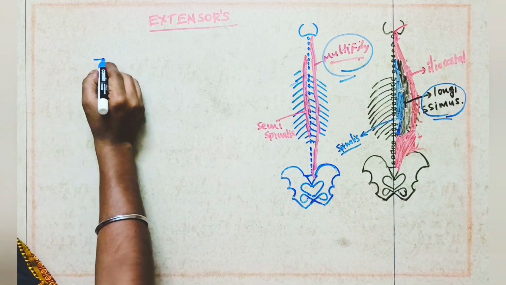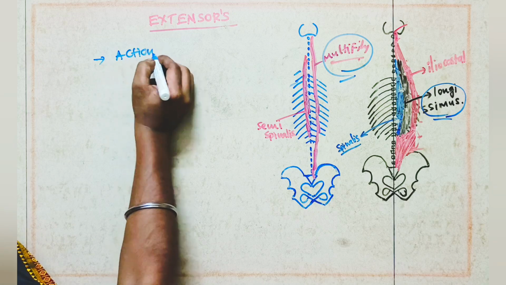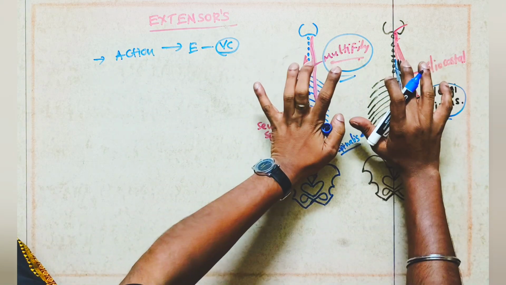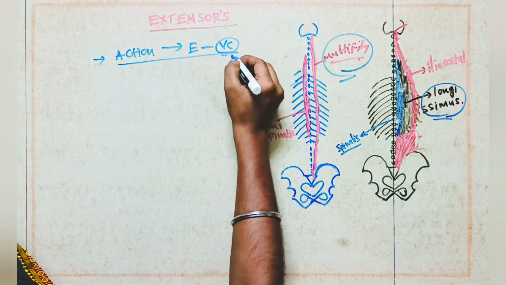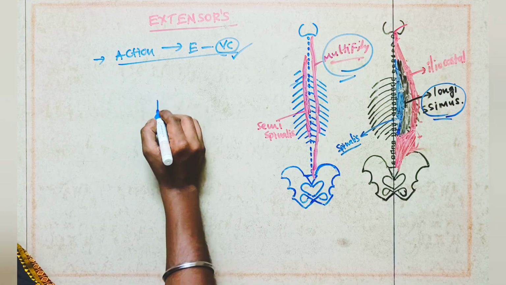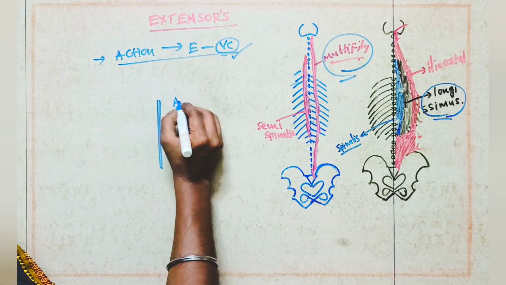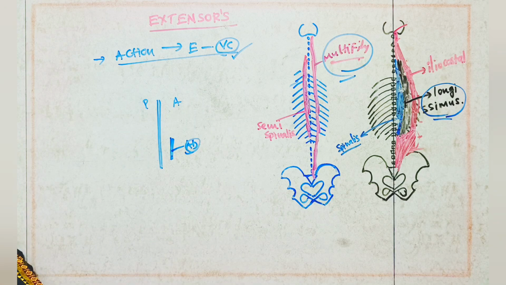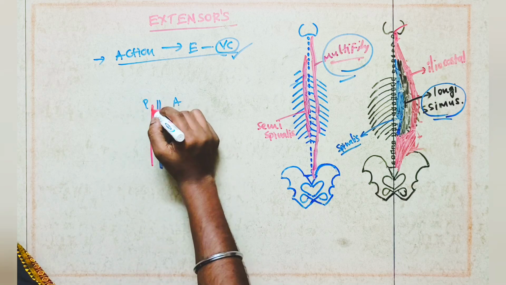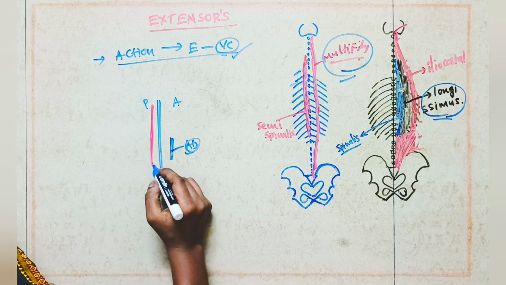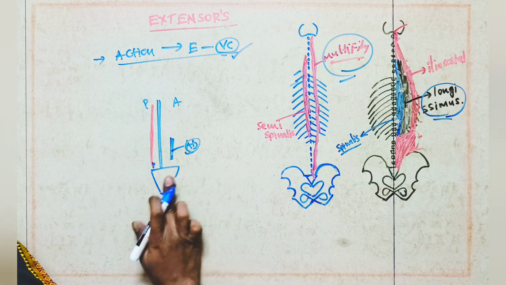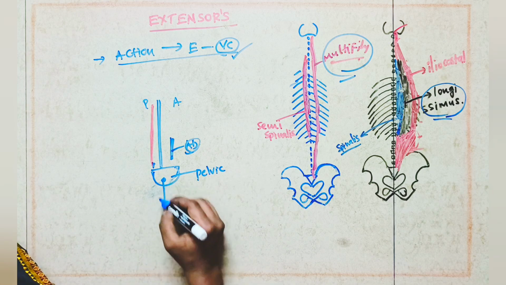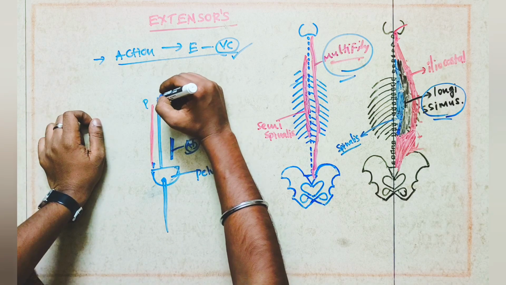And the action of these muscles is to create extension in the vertebral column. Suppose imagine this is the vertebral column, this is anterior, this is posterior. Here we have abdominal muscles. Here is the extensor compartment, completely extensor muscles. Just for imagination I am doing it like this. So this is our pelvis, here we have our lower limb, and this is our head.